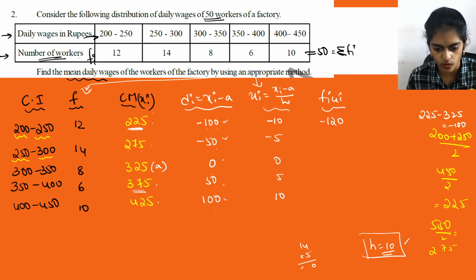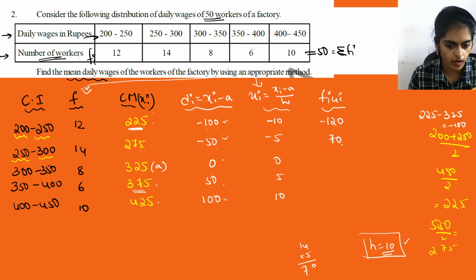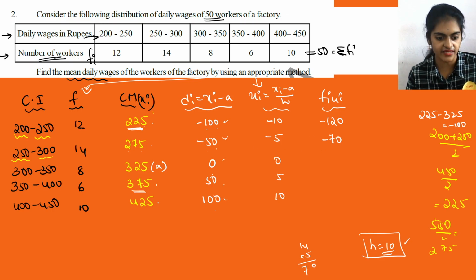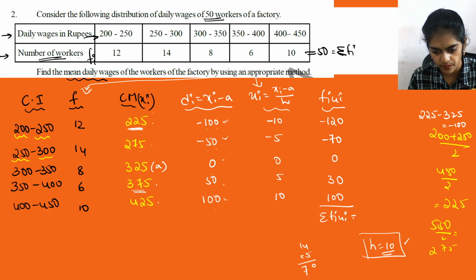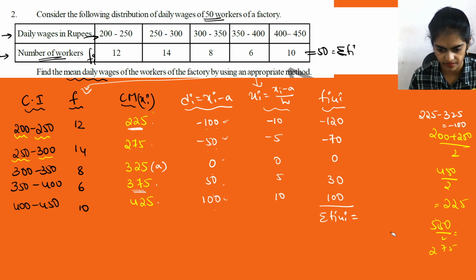14 into 5, so it is 70. Okay, and minus on this, so minus 70. And 8 into 0 is 0. 6 fives are 30. 10 tens are 100. So now the last step is you will find sigma fi ui. So what is the answer you are getting? Have a look and tell me. What is the final answer you are getting? This is 70 you will get.